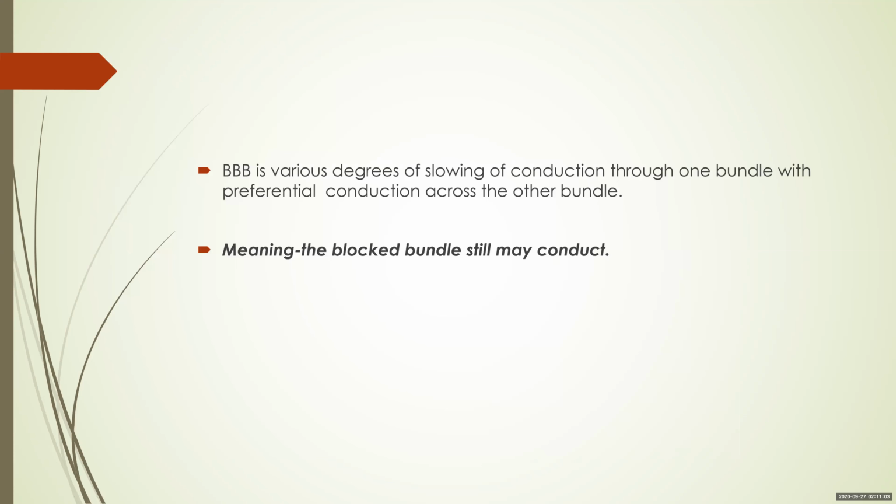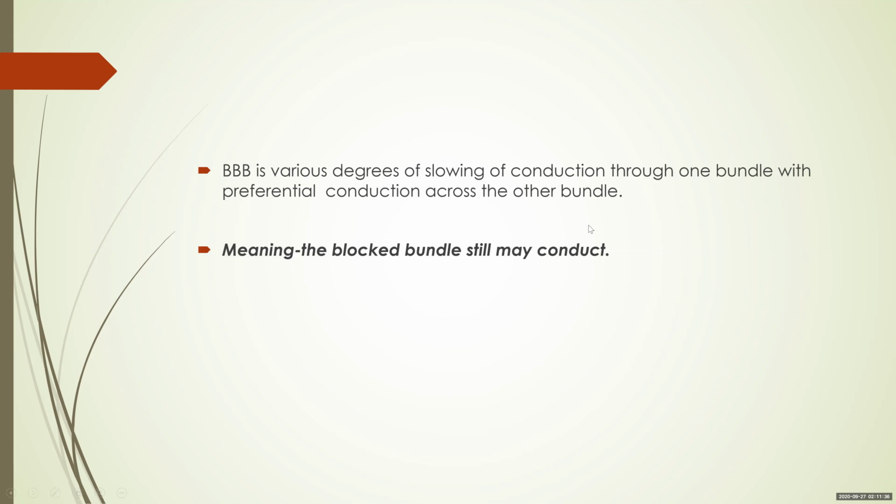Just like how electricity conducts, electricity always takes the shortest route. So if you have two bundles which conduct at 100 meters per second, then the conduction will occur through both bundles. Suppose one bundle conducts at 100 meters per second and the other bundle conducts at 70 meters per second. The conduction will always go to the faster bundle. That doesn't mean that the slower bundle is incapable of conducting. It just means that there is preferential conduction across the other bundle, right? So the blocked bundle may still conduct.